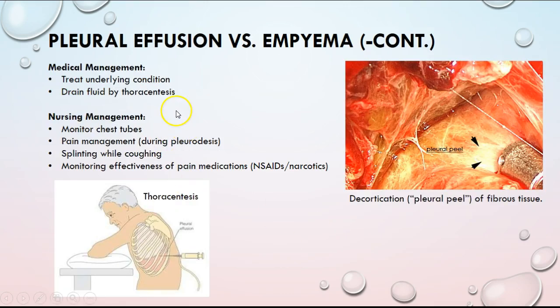Medical treatment: treat the underlying condition, drain the fluid by a thoracentesis. What we can do for patients is, if they have a thoracentesis done, they're probably going to have a chest tube placed. So you need to be able to monitor the chest tubes, troubleshoot any problems with those. Pain management, splinting while coughing will help, and monitoring the effectiveness of any pain medications.